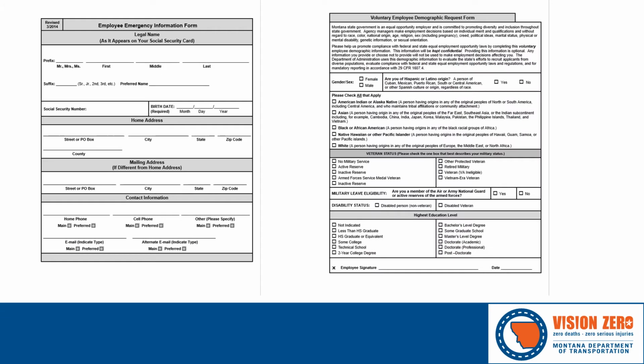The next form is your Employee Emergency Information Form. This is the information we would use to get a hold of you if there was an emergency. Please note that the mailing address on this form is where we will be mailing your paycheck if you choose to receive a paper check. So please make sure that mailing address is current and where you would like your paycheck to be mailed.